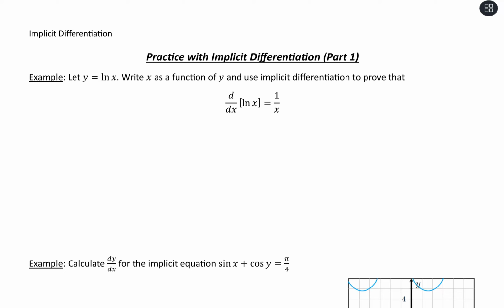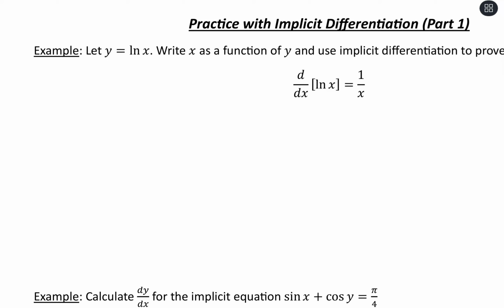For our first example here, I want to go through a proof for our derivative of the natural log function, giving us 1 over x. With implicit differentiation, this proof is pretty nice and concise. So let's go through this. And what we're going to do is start with the equation y equals natural log of x.